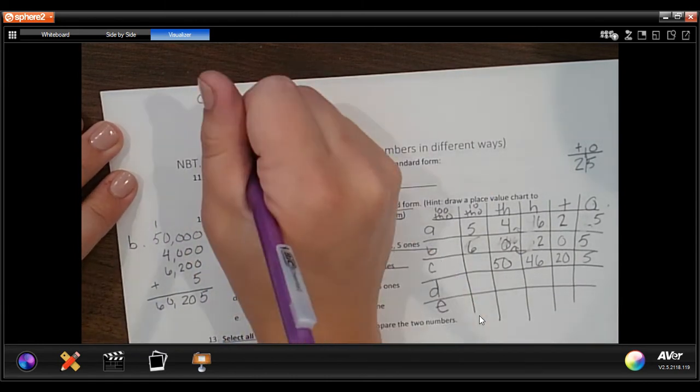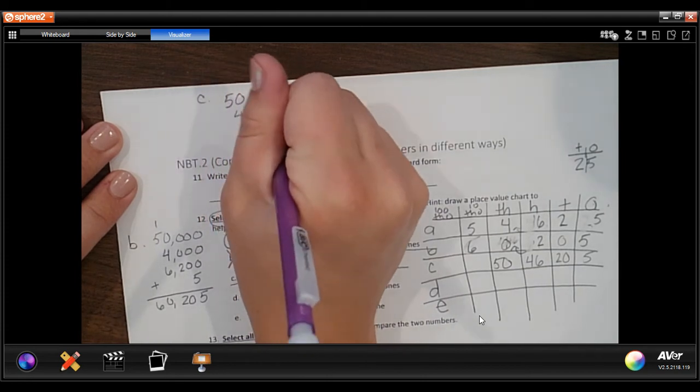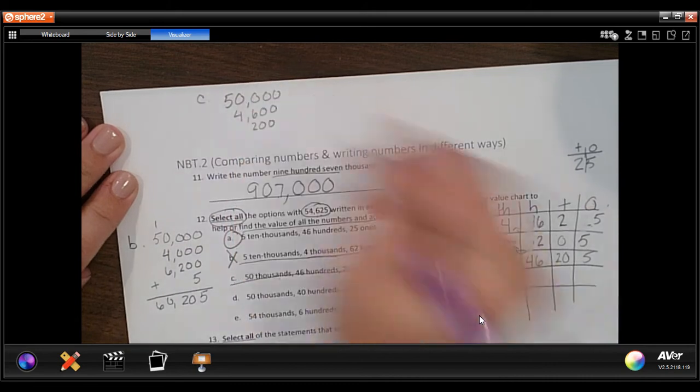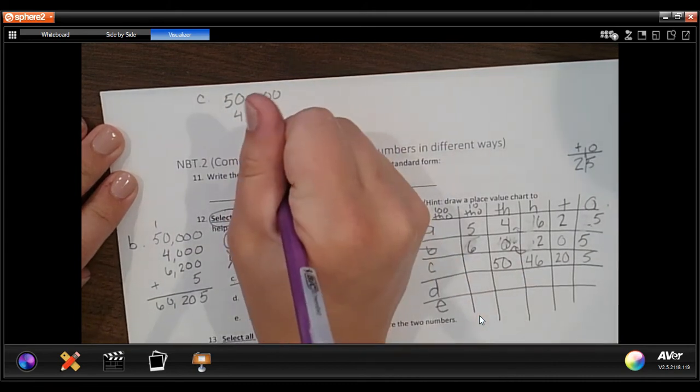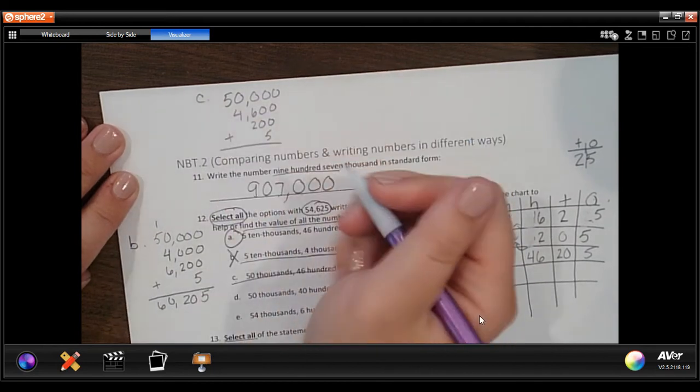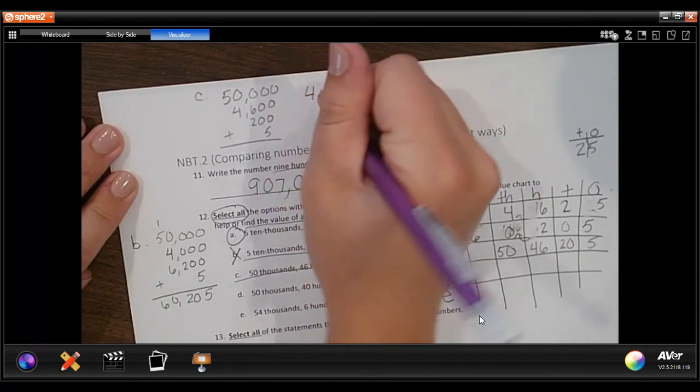46 hundreds would be 4,600. 20 tens, 20 times 10 is 200. 5 times 1 is 5. Also, if I wasn't sure that 46 times 100 was 4,600, I could do it on the side.